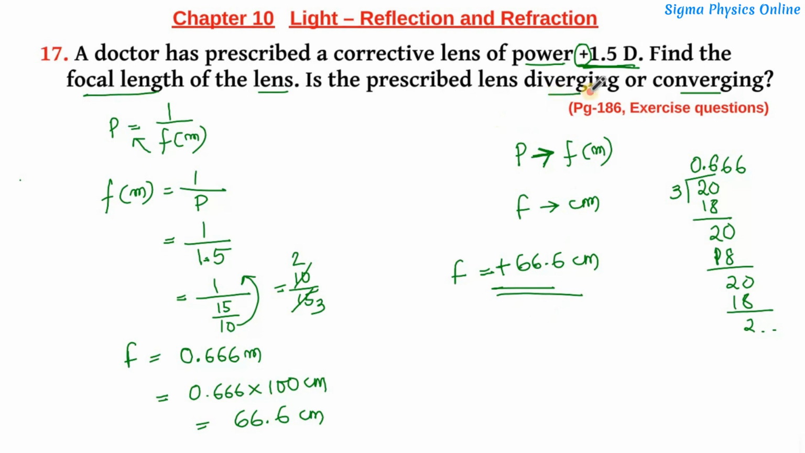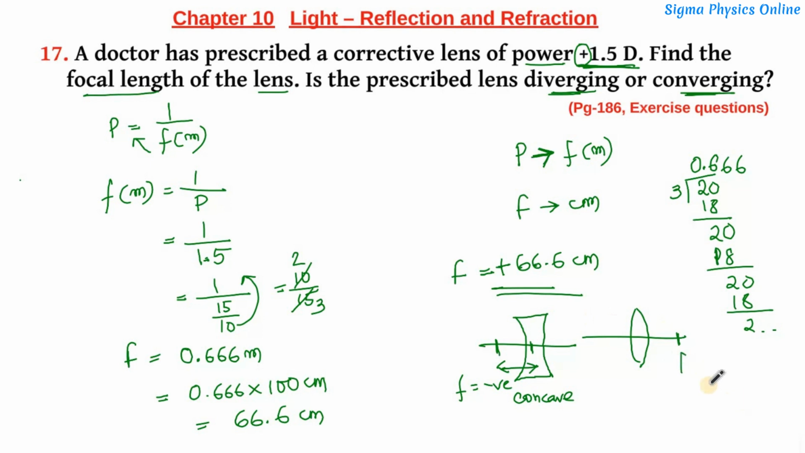Now we have to identify whether the prescribed lens is diverging or converging. Diverging means it's a concave lens. This is a diverging lens and this is a converging lens. In the case of a diverging lens or a concave lens, the focal length is to the left of the optical center, that is, the focal length is negative. In case of a convex lens, the focal length is to the right of the optical center, and hence the focal length is positive in case of a convex lens.